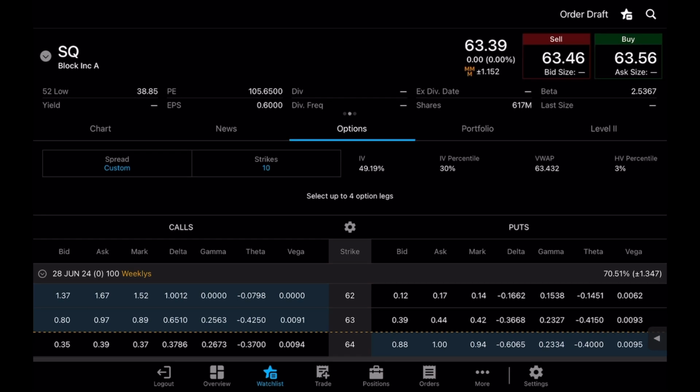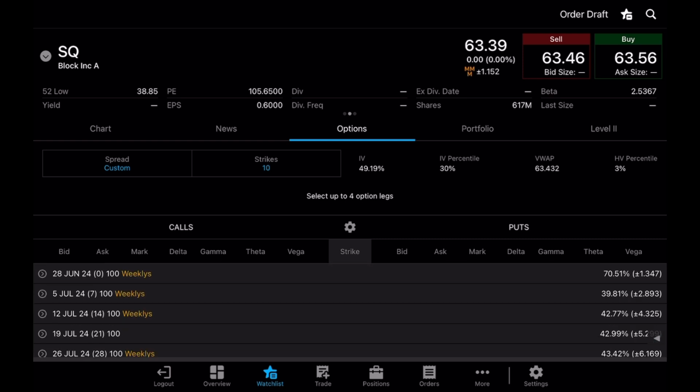All right, so we're going to go ahead and take a look. I'm going to collapse the weekly for June 28th, and I want to show you guys how these contracts are set up. The first thing to know is that whatever date you're at is going to determine your DTE, and how many days out these contracts are set to expire. For example, July 5th is obviously 7 days to DTE.